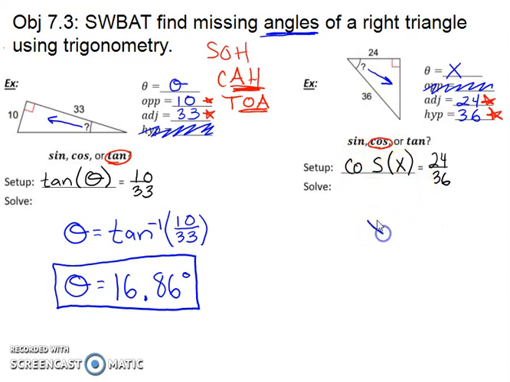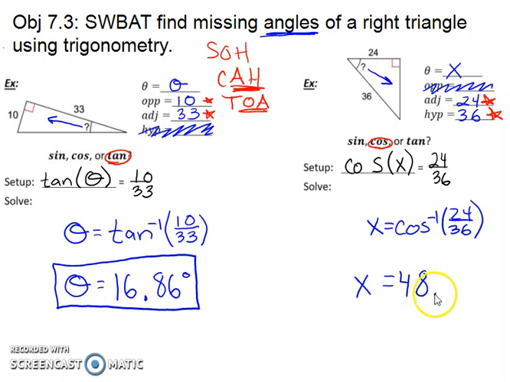So the next step is that we're going to get x by itself by doing inverse cosine of 24/36. Again, x stayed on the left, 24 over 36 stayed on the right. The cosine on the left became an inverse cosine on the right. We're going to be done in a second. I'm just grabbing my calculator and typing this in. Inverse cosine of 24 divided by 36, close parentheses, and I got 48.19. And again, since it's an angle, I have to put a degree symbol.